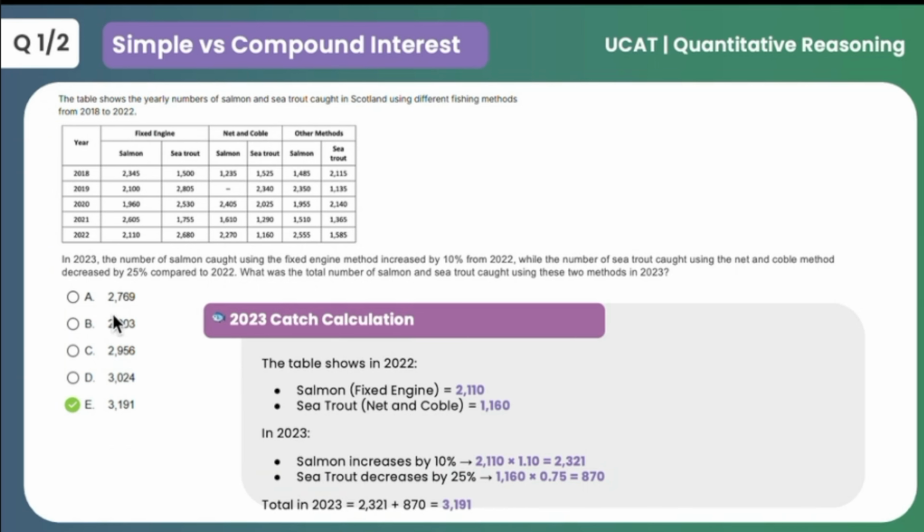In 2023, the number of salmon caught using the fixed engine method increased by 10% from 2022, while the number of sea trout caught using the net and coble method decreased by 25% compared to 2022. Total number of salmon and sea trout caught using these two methods in 2023.